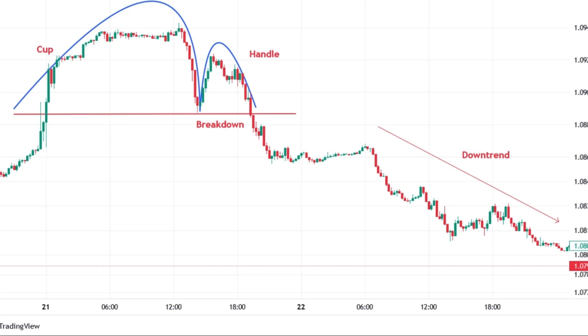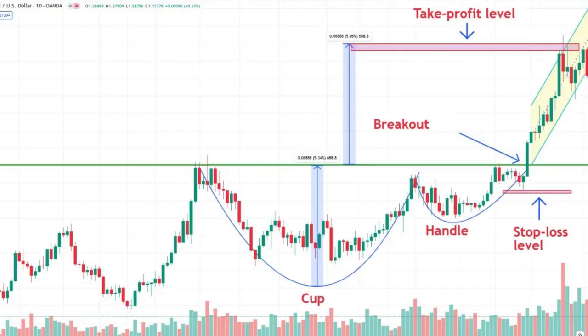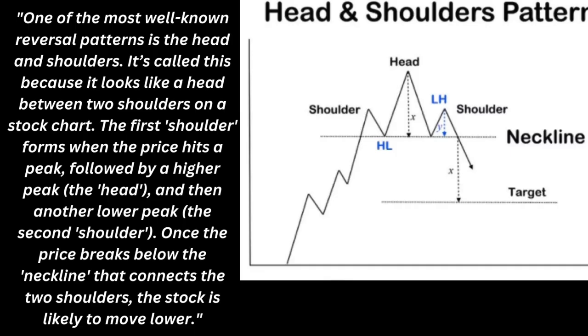Now that we've covered continuation patterns, let's move on to reversal patterns. These patterns indicate that the current trend is likely to change direction. One of the most well-known reversal patterns is the head and shoulders. It's called this because it looks like a head between two shoulders on a stock chart. The first shoulder forms when the price hits a peak, followed by a higher peak, the head, and then another lower peak, the second shoulder. Once the price breaks below the neckline that connects the two shoulders, the stock is likely to move lower.